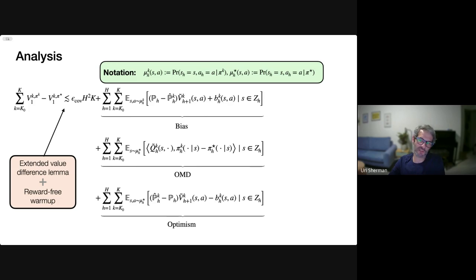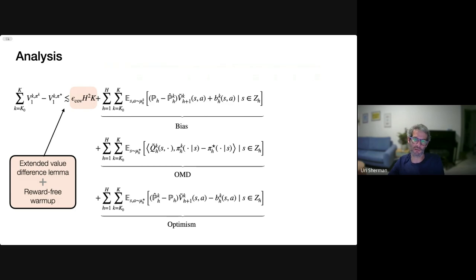So after using the extended value difference lemma, on each of these expectations, we condition on the states belonging to the known state set. And after conditioning, we can just pay the maximum amount of loss on the states outside the known state set. And we pay a total of only order of epsilon coverage times k for this, because we already know, due to the reward-free warm-up guarantee, that any policy, be it the agent's policy or the benchmark policy, can get to those states only with a probability that is bounded by epsilon coverage.